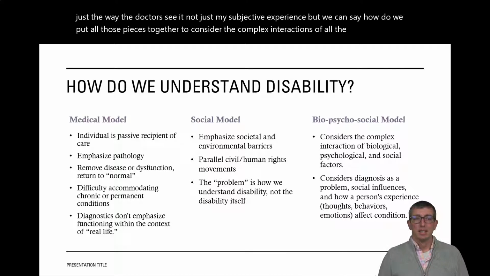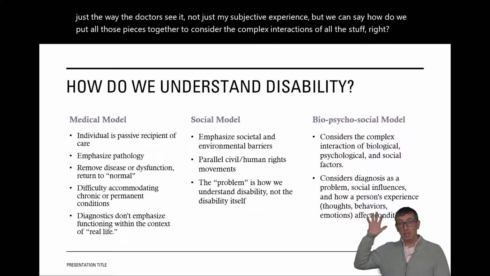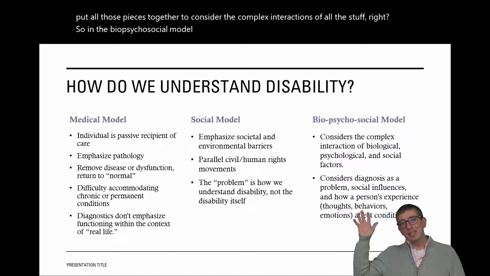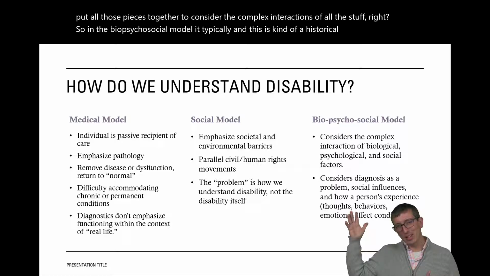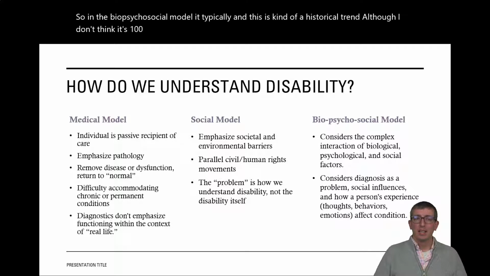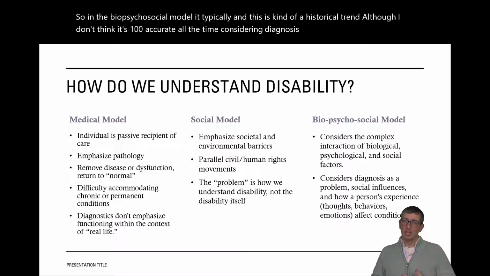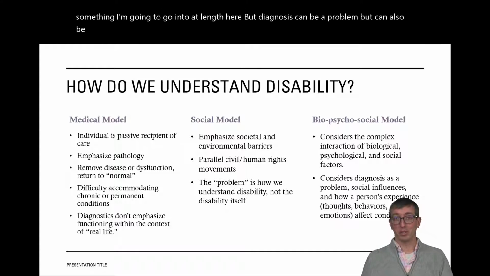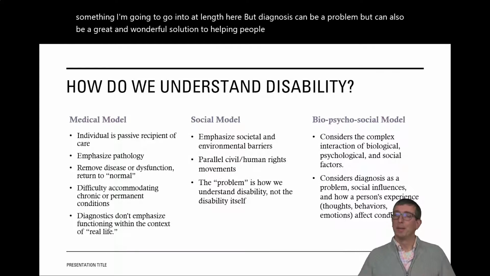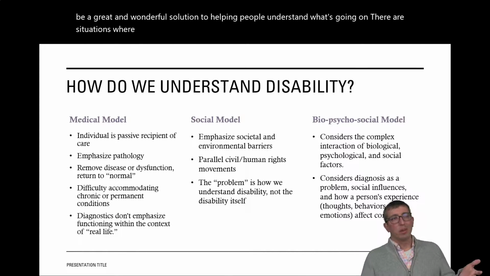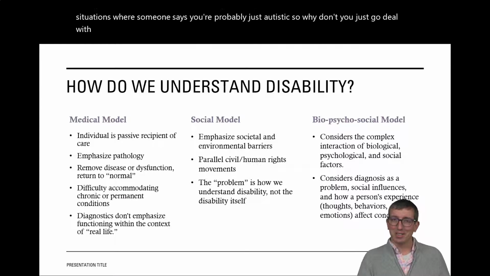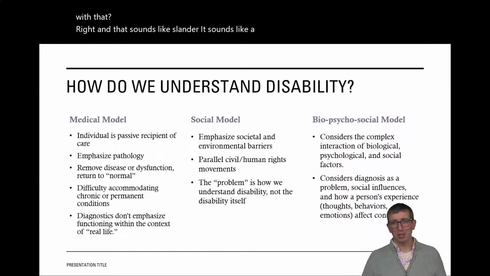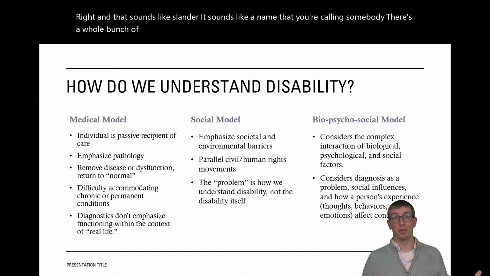So in the biopsychosocial model, it typically, and this is kind of a historical trend, although I don't think it's 100% accurate all the time, considering diagnosis as a problem. This is not something I'm going to go into at length here, but diagnosis can be a problem, but can also be a great and wonderful solution to helping people understand what's going on. There are situations where someone says, well, you're probably just autistic, so why don't you just go deal with that, right? And that sounds like slander. It sounds like a name that you're calling somebody. There's a whole bunch of nasty judgment that comes along with that.